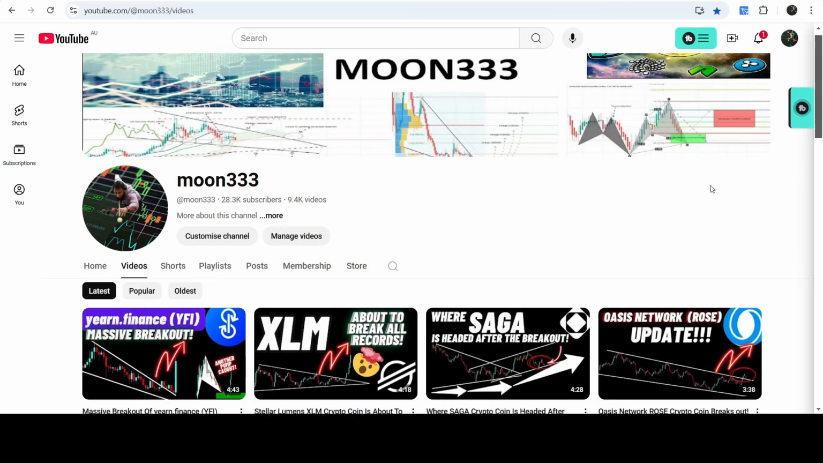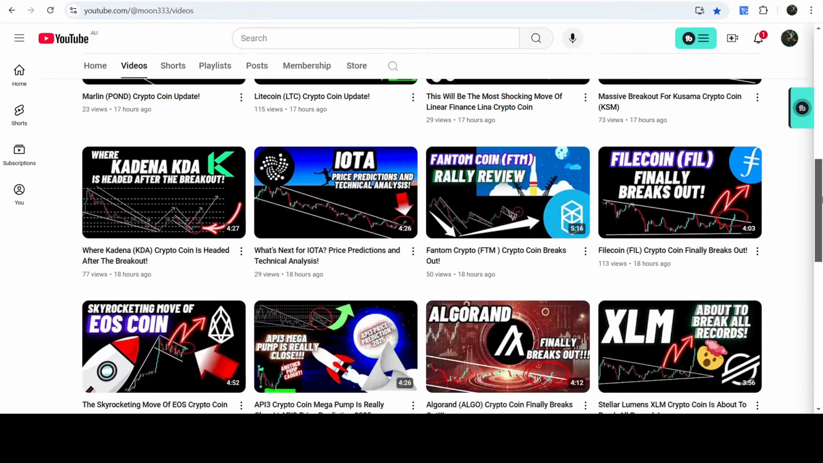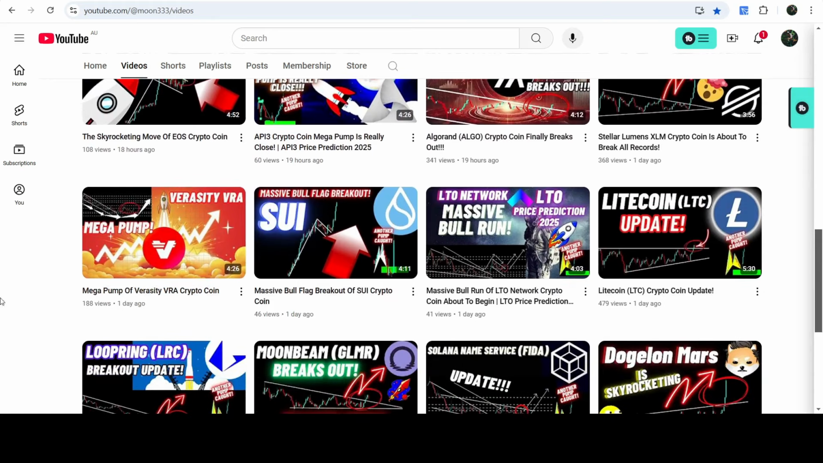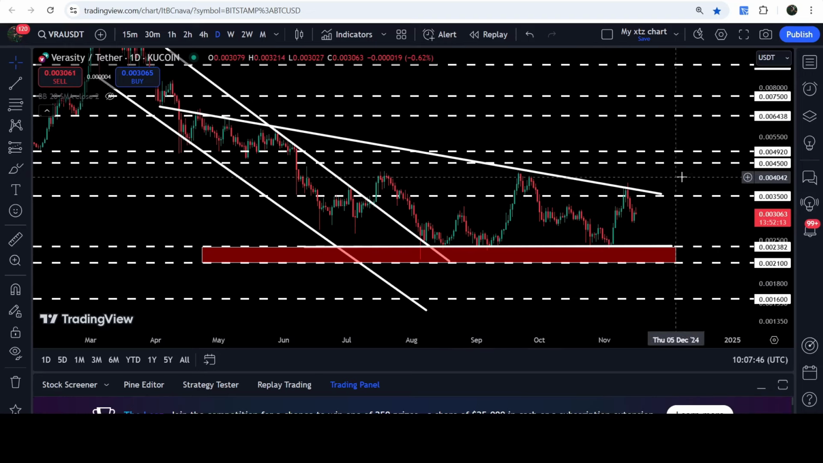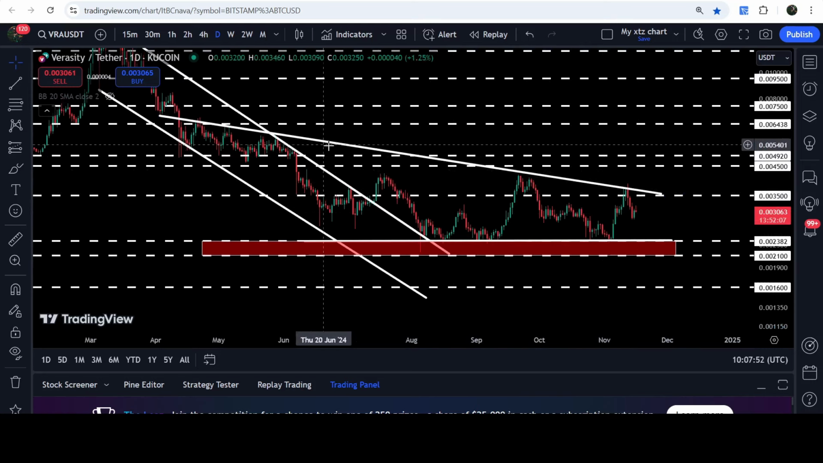As in my earlier videos, I was showing you that Verasity has broken out a quite long-term down channel, and after that it was about to break another descending triangle as well, and this was one of those videos. And now if we move to the live chart, this by the way a daily time frame chart, then you can see that once again Verasity is rejected by the resistance of this descending triangle.